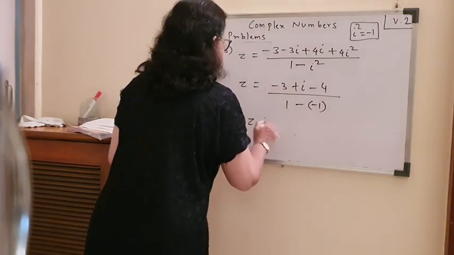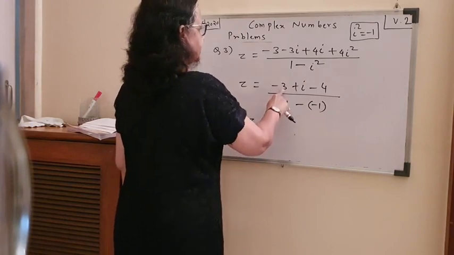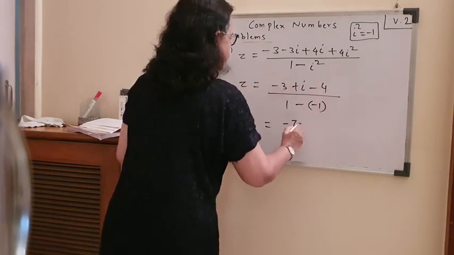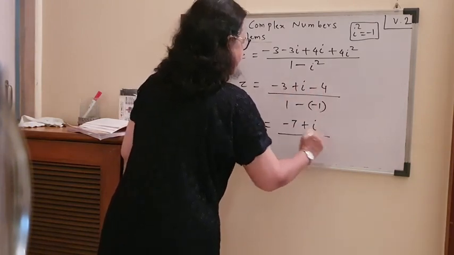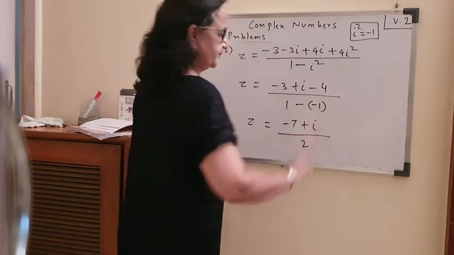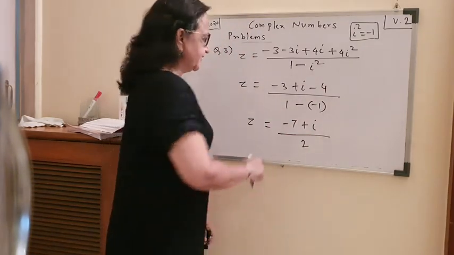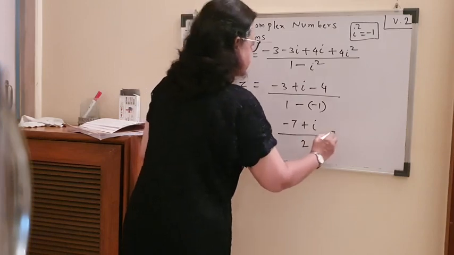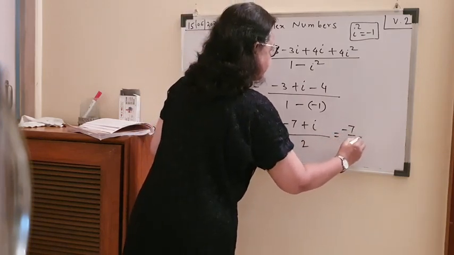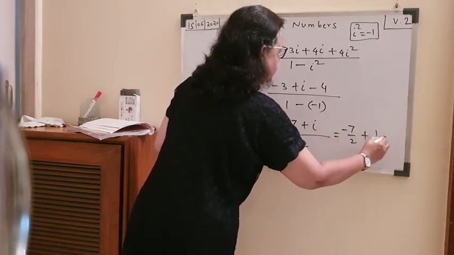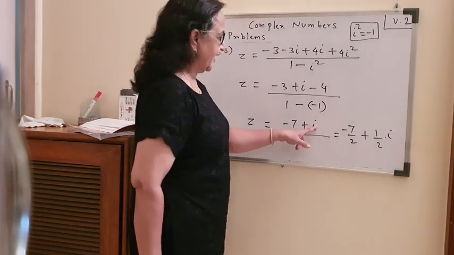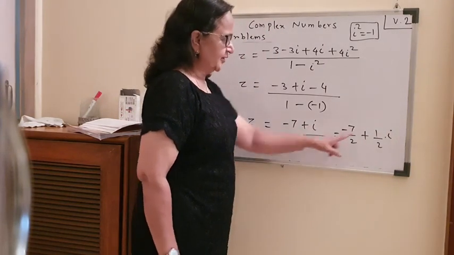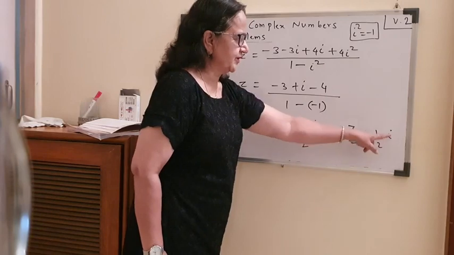So what did z become now? Minus 3 minus 4, minus 7 plus i, down 1 plus 1, which will be 2. And now give it separately. This upon 2, this upon 2. So I can write it as minus 7 by 2 plus 1 upon 2 into i. You can write i upon 2, or coefficient of i is 1, so 1 upon 2 into i.